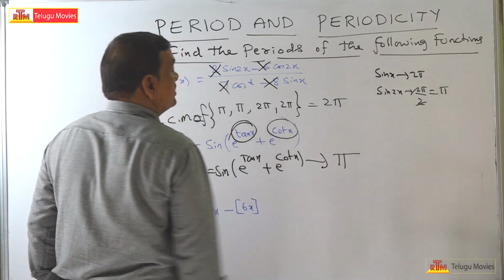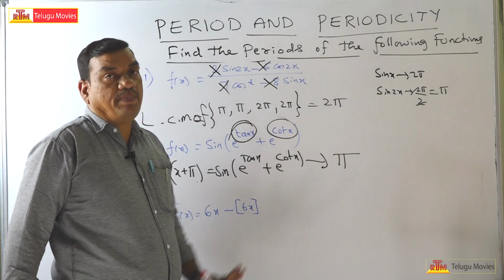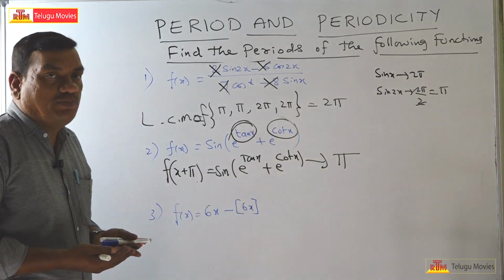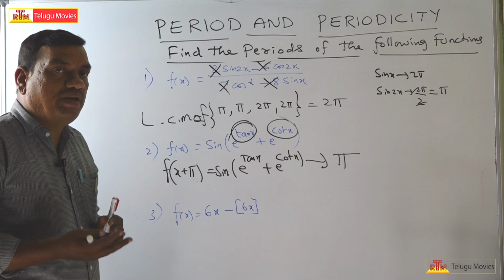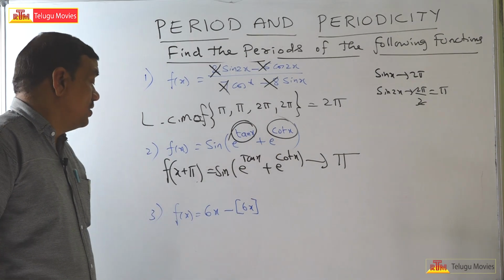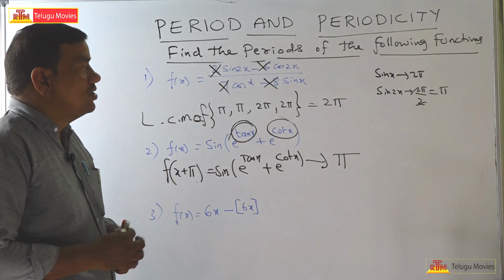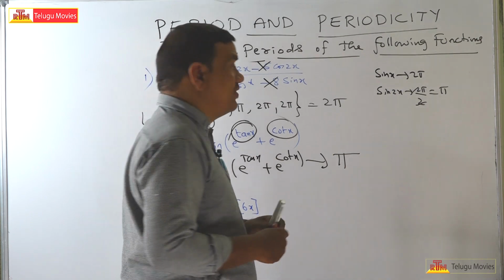Therefore the period is equal to pi. So here tan x cot x period is pi. So tan x period is pi, cot x period is pi separately, and their LCM is also pi. Now coming to this, which is very, very important. Here one more concept I have to explain.